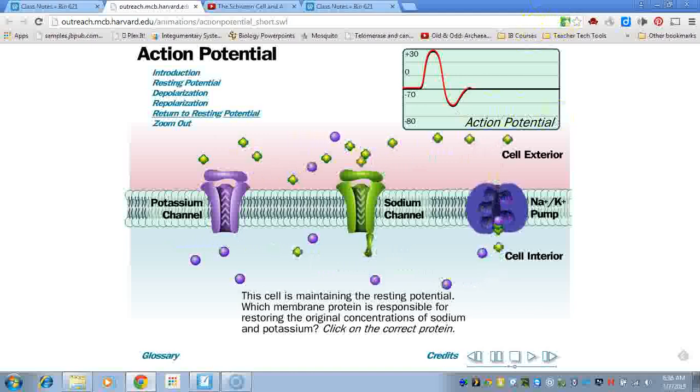Okay, so the last step is the refractory period, where the pump gets things back to normal, brings all the sodium to the outside, and that's powered by the potassium moving to the inside. So we're ready for another action potential to happen.